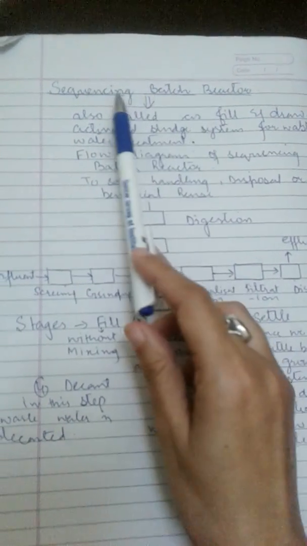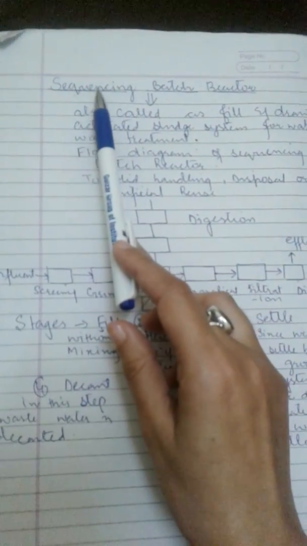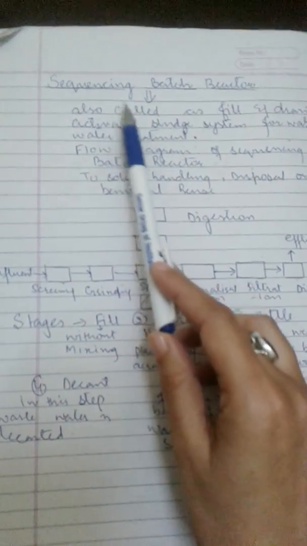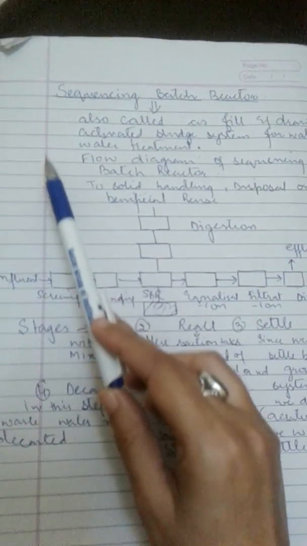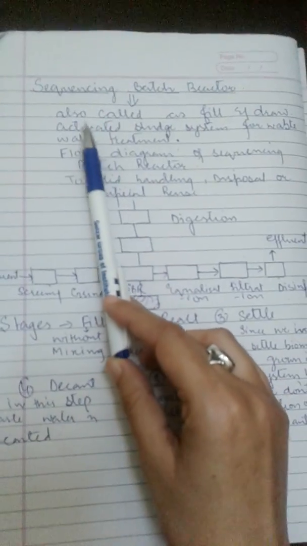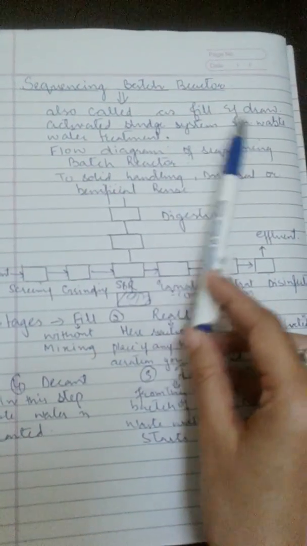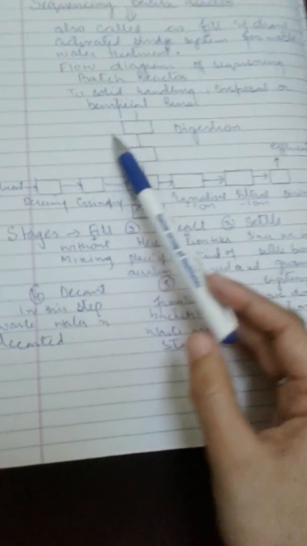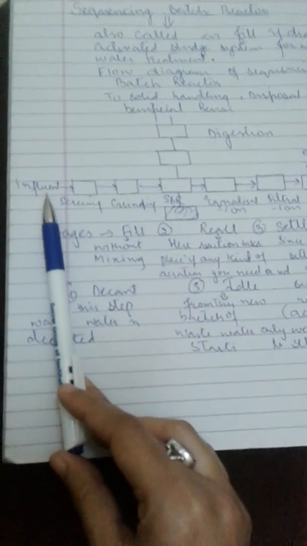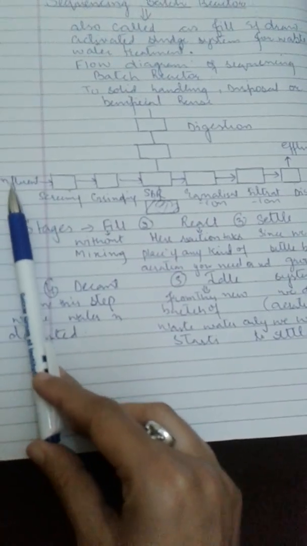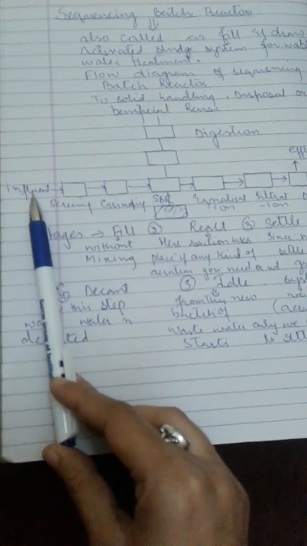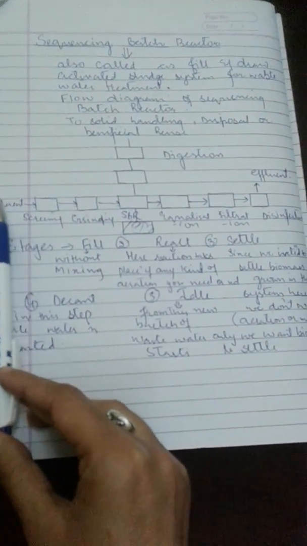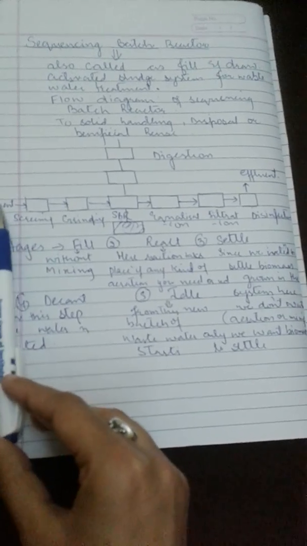As the name itself indicates, it is a sequence, and in sequence we are going through a step by step process for the wastewater. This process is also called the fill and draw activated sludge system for wastewater treatment, and it may follow this flow diagram. It starts with the influent, whatever is coming from homes, industries, or any other source. You are receiving everyday collection from any source. Suppose I have selected sewage coming from home.